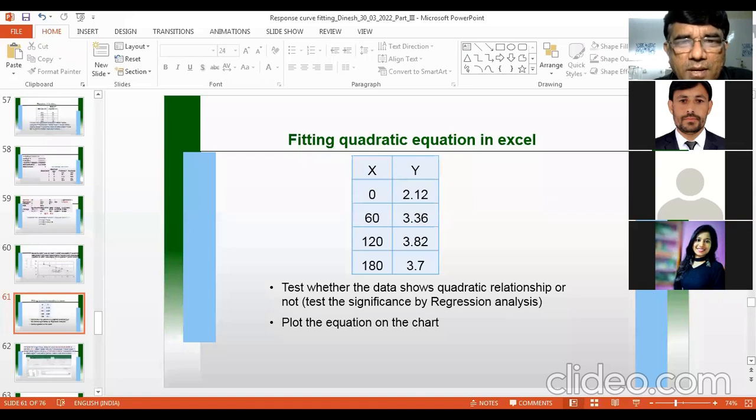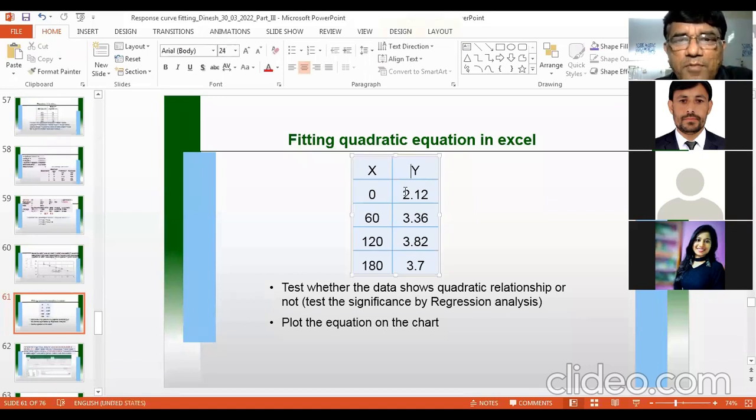Audible, sir. Okay. So now you are fitting the quadratic equation in Excel. This is another fresh example, X and Y. This is the last example, and maybe in the next 15-20 minutes I will finish it. X and Y: you have 6 or 4 levels of, say, nitrogen or phosphorus, whatever you want, and Y is your yield in ton per hectare.